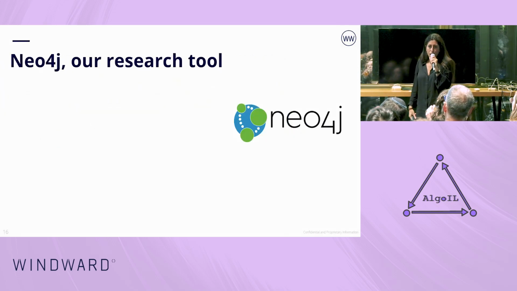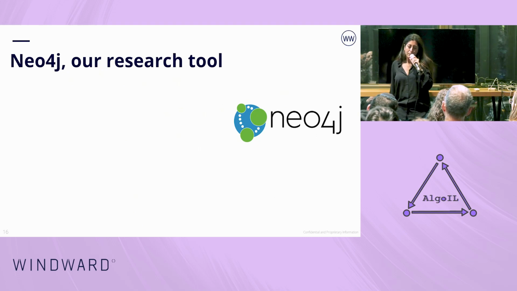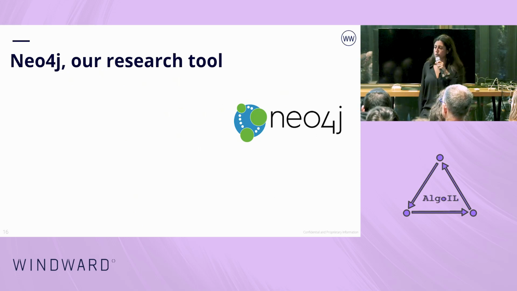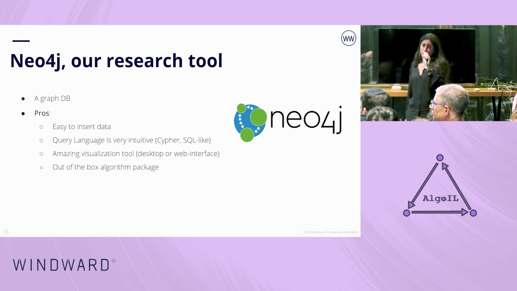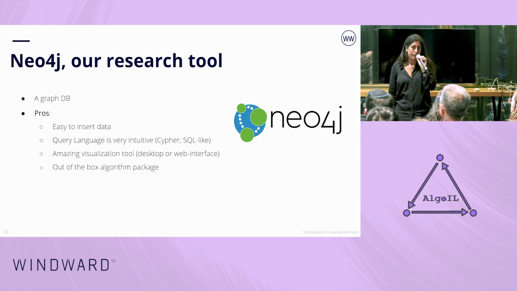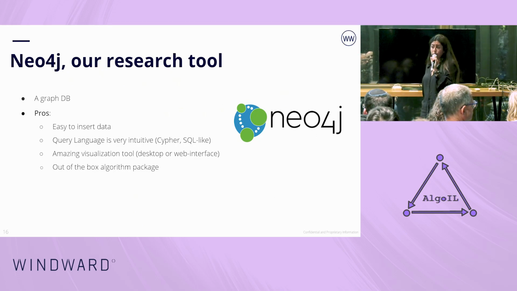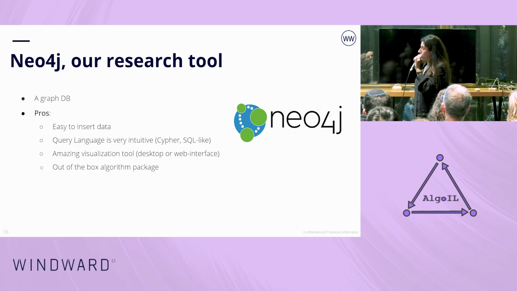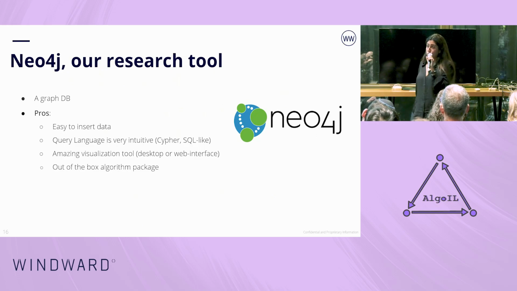In order to play with this data, we needed a research tool to be able to investigate it. We went to the industry reference in terms of research. It's a tool called Neo4j. It's a GraphDB, and it has a lot of pros. It's very easy to insert data in it. The query language is quite intuitive. It's called Cypher, and it's very similar to SQL. It comes with an amazing visualization tool and with an out-of-the-box algorithm package, which was very convenient to use.